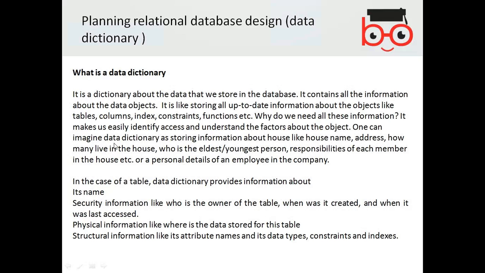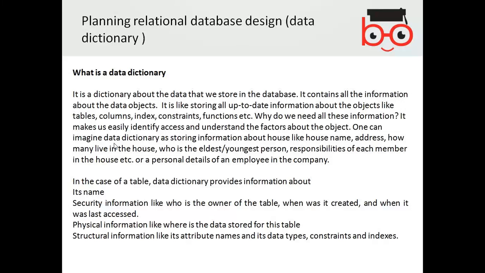Now, what is a data dictionary? It's a dictionary about the data that we store in the database. It contains all the information about the data objects. It is like storing all up-to-date information about the objects like tables, columns, indexes, constants, functions, etc. that you use for data storage purposes.